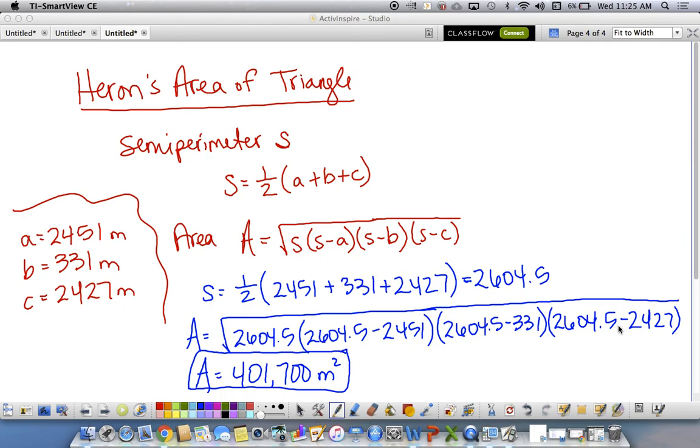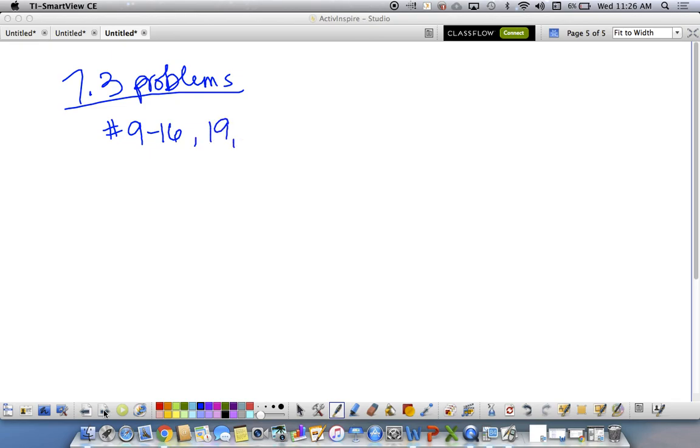We should be good. We're going to have a few problems from 7.3. I'm going to give you the weekend to work on these. I know you're so happy about that. But I will be around to answer some questions if you have them as you're working on them. Okay, we're going to do numbers 9 through 16, 19, 21, 23, 39, and 40.